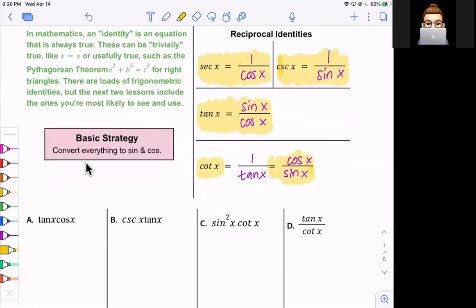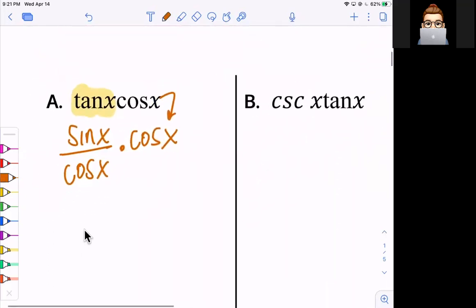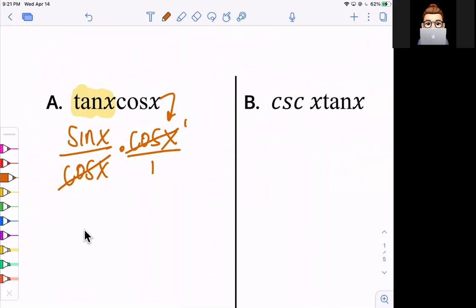So for example, since our basic strategy is we want to get everything into sine and cosine if possible, since tangent x is here, I know that tangent is sine over cosine. So I'm going to exchange tangent for sine x over cosine x. This is currently being multiplied by cosine x. So I'm going to just bring cosine x straight down. Now I can simplify my fraction. Remember, this would be over 1 because it's basically a whole number. So cosine x divided by cosine x is 1. So I have sine x times 1 over 1, which would just be sine x. So the simplified version of tan x times cosine x is sine x. That is how we can simplify from 2 into 1.